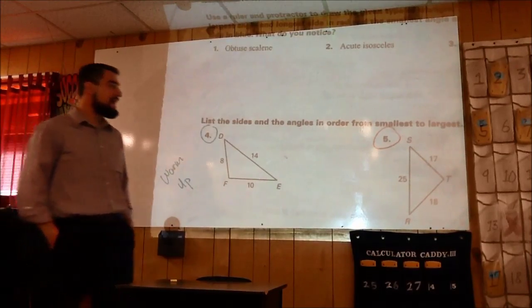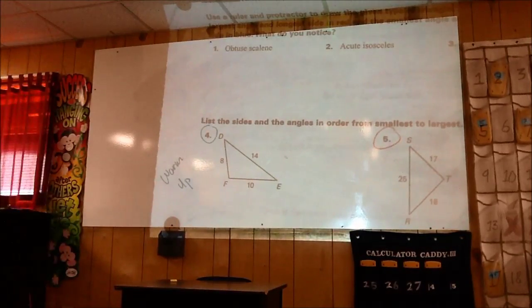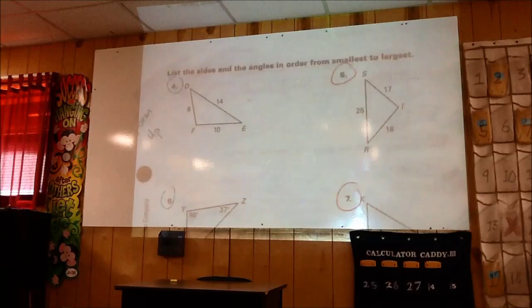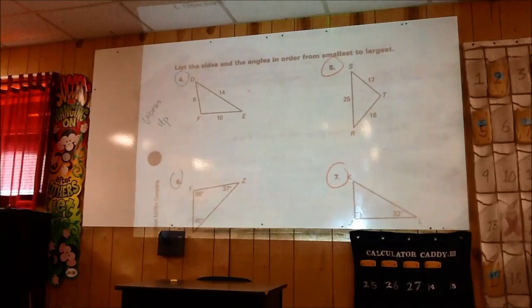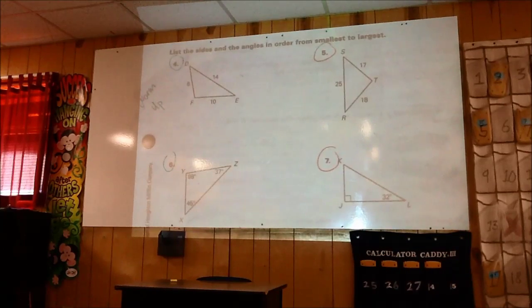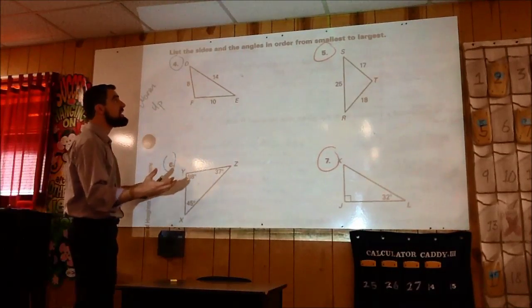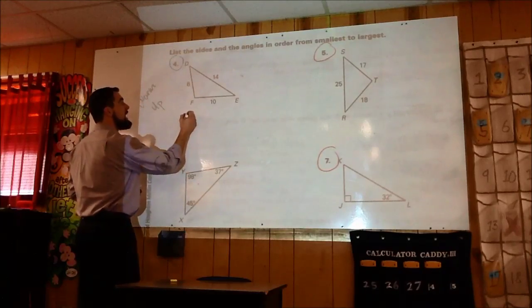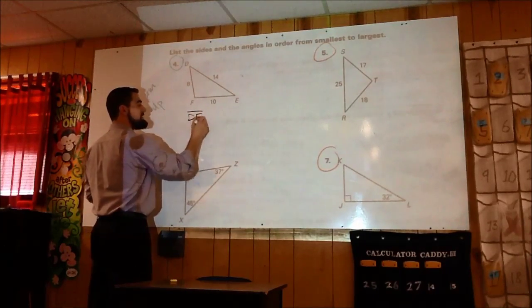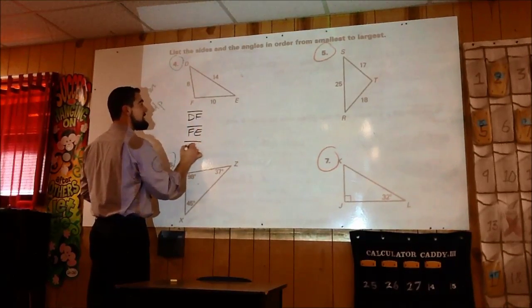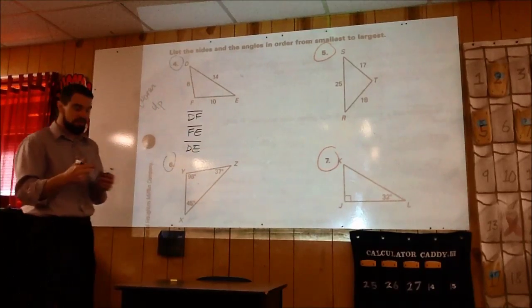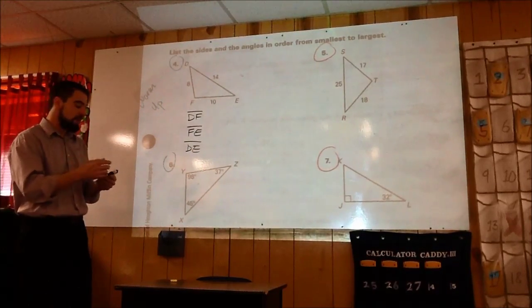List the sides and the angles in order from smallest to largest. Please make sure that you follow the instructions and that you list them from smallest to largest in this case, or maybe on the quiz next class I'll have the directions say from largest to smallest. Just please make sure you read and follow them. Number 4, we're given the side length, so it's extremely easy to list the sides from smallest to largest. I have segment DF. I'm talking about segments here, so you need the bar above these 2 capital letters. And then segment FE, and then segment DE. Extremely easy when you're given the side lengths to determine which one's smaller and larger.